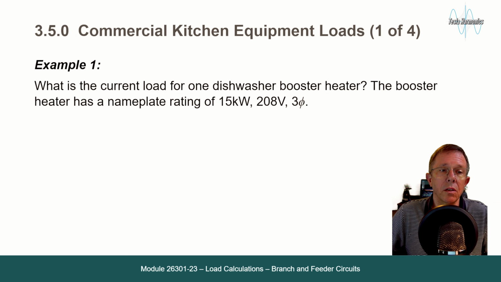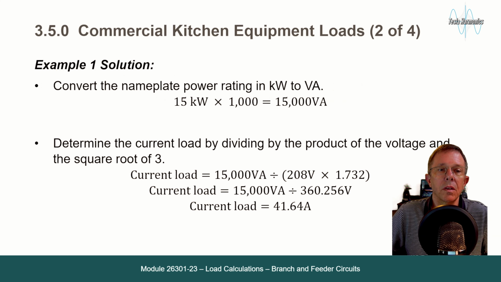Commercial kitchen equipment loads. Example 1. What is the current load for one dishwasher booster heater? The booster heater has a nameplate rating of 15 kW, 208 volts at 3 phase. We would convert the nameplate power rating in kW to VA. 15 kW times 1000 equals 15,000 VA. Determine the current load by dividing by the product of the voltage and the square root of 3. Current load equals 15,000 VA divided by 208 volts times 1.732, or 15,000 VA divided by 360.256 volts, and the current load would be 41.64 amps.